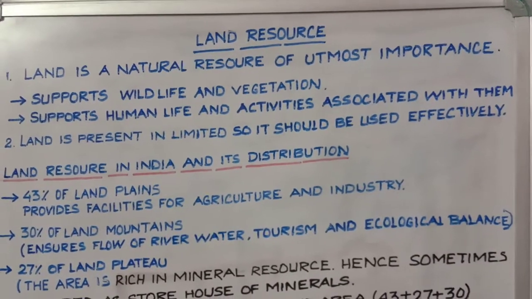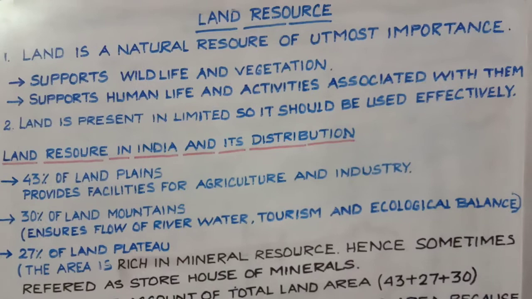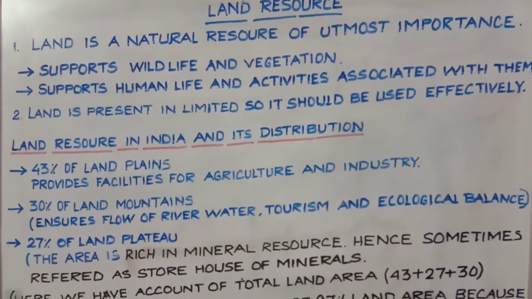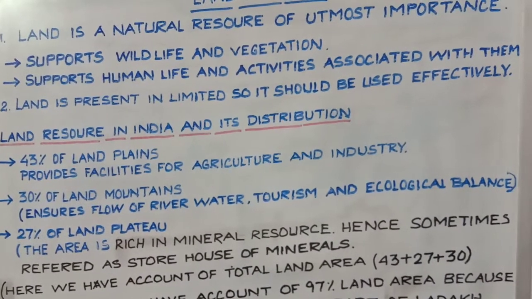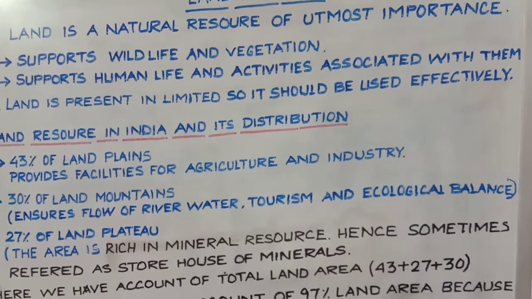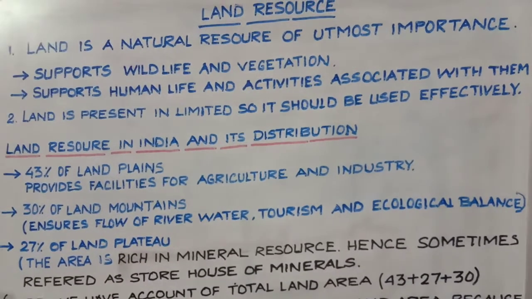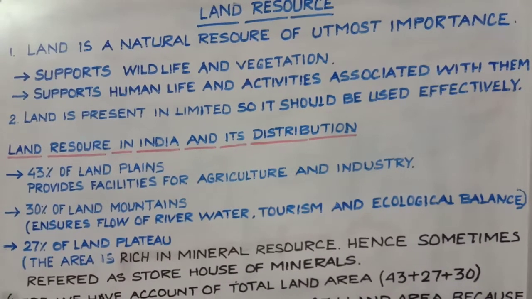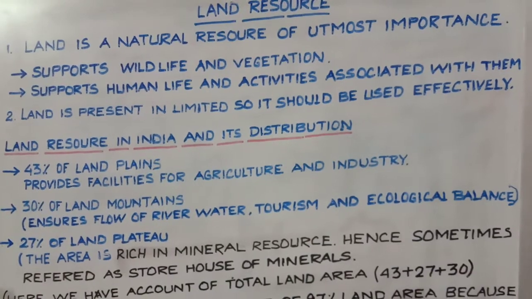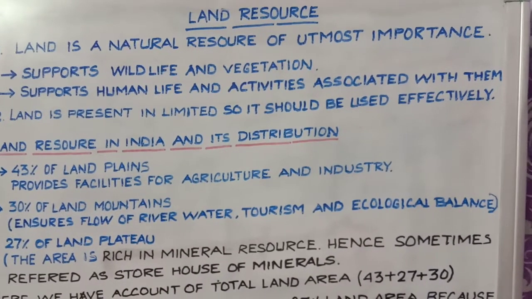It supports wildlife and vegetation. Without land, the wildlife and the vegetation cannot survive or cannot exist, or rather, they will cease to exist. Not only that, it also supports human life. That means it supports us. And not only does it support us, it supports all the activities that are associated with human beings. What are those activities? They are associated with transport, communication, agriculture, industries. All these activities are performed on land. So, you understood why land is a natural resource of utmost importance.